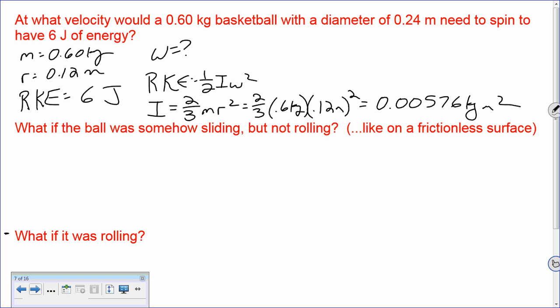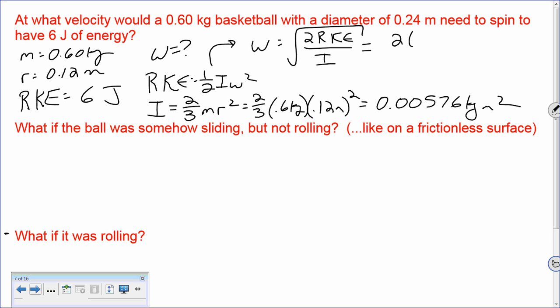All right, so now we ought to be able to rearrange that RKE equation to find our omega. Omega is the square root of 2 RKE over I. That equation should look vaguely familiar, right? It's the same as the V equals square root of 2KE over M equation. All right, plug your numbers in.